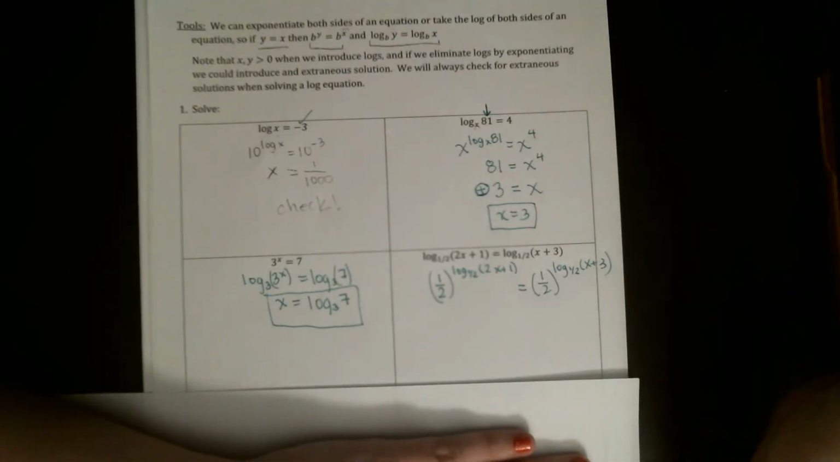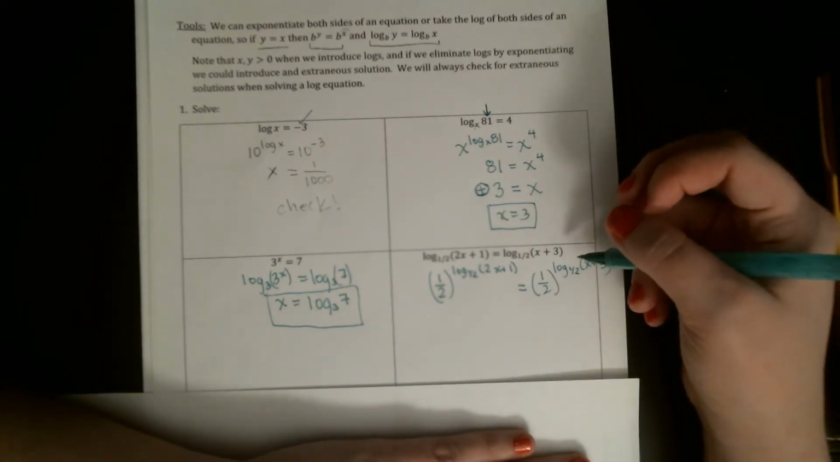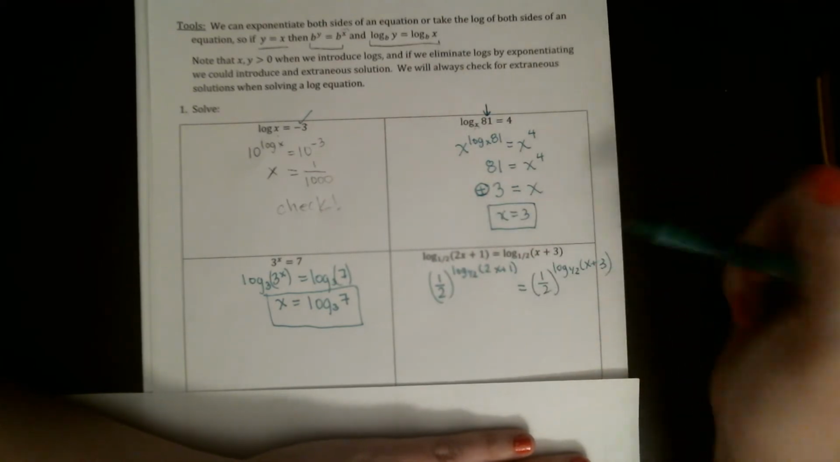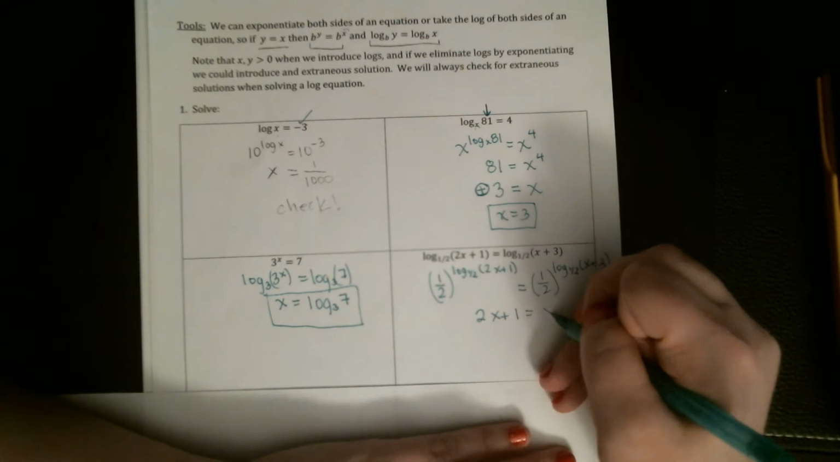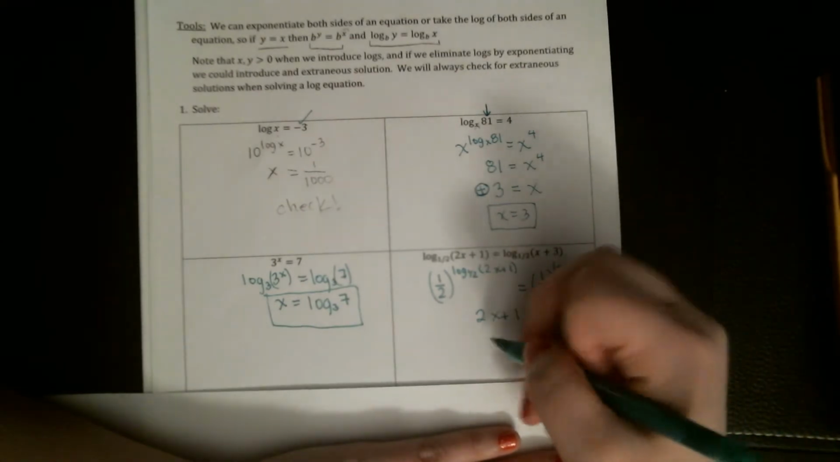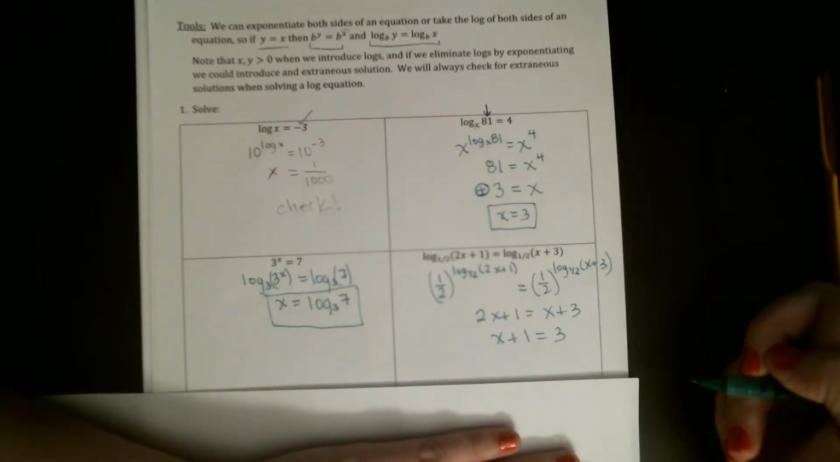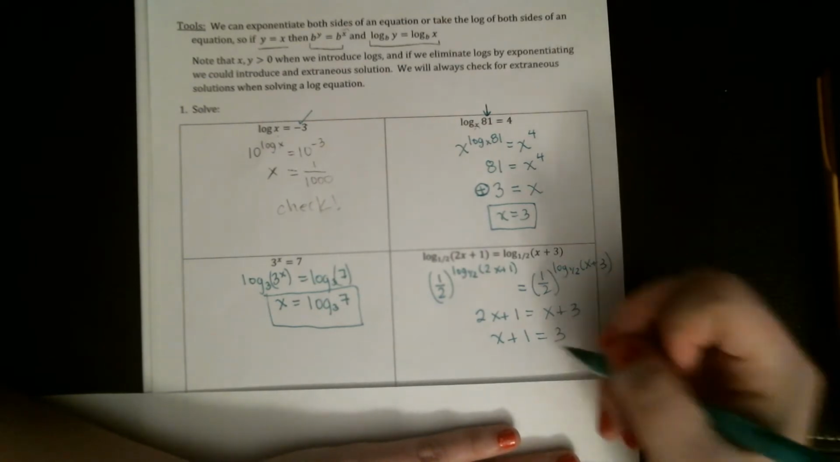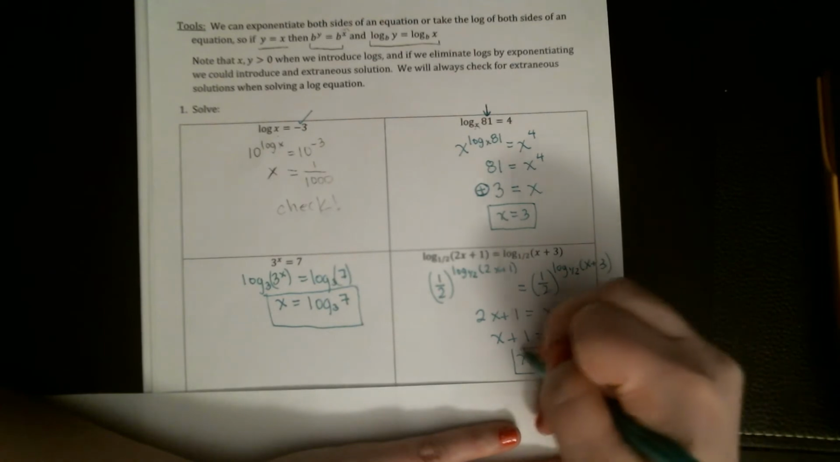Okay, so this is what I end up with, and this actually works out beautifully. This equation might have looked messier at the beginning, but it's going to clean up really nicely. On both sides we have a log that can cancel out. So I'm left with just 2x plus 1 equals x plus 3. And that's just a linear equation. So I'm going to subtract x from both sides, and I will get x plus 1 equals 3. And then I'll subtract 1 from each side and get x equals 2.